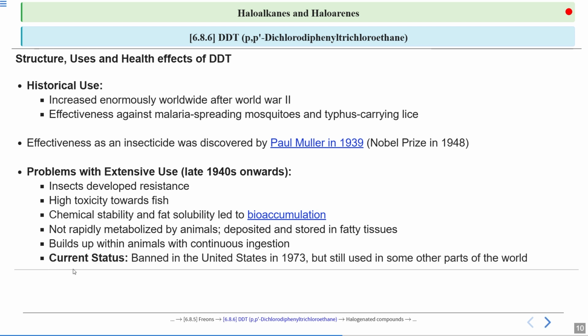Now if we talk about the current status, we have seen the historical use, and what happens after the extensive use of it as an insecticide in the late 1940s onwards. Now what is the current state of DDT? It was banned in the United States in 1973, but still in today's time it is used in some other parts of the world as an insecticide.